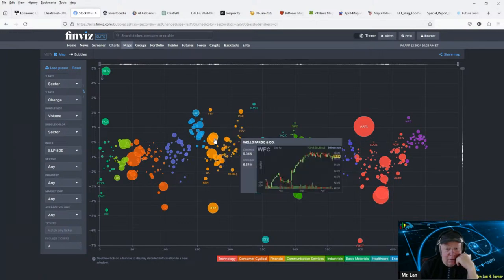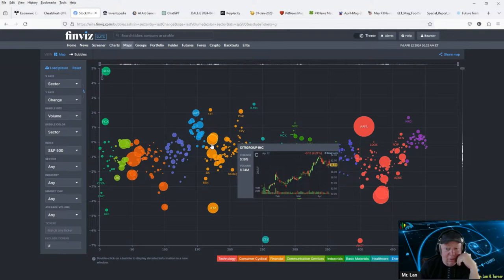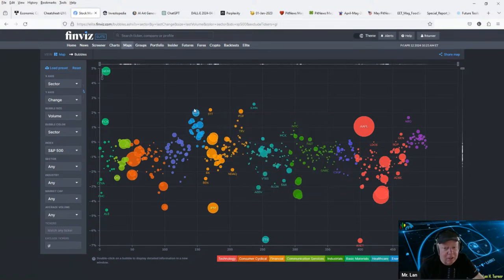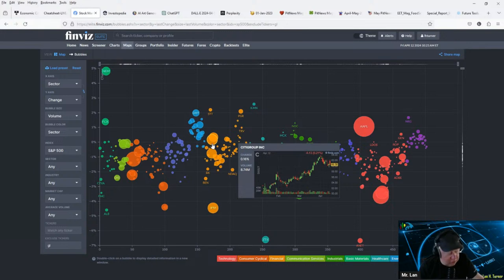What's this one? Wells Fargo. I don't like Wells Fargo. Citigroup. Oh, Citigroup. Citigroup has got a nice pattern to it. So Oxy or Citigroup? Let's go look at Citigroup. C-I-T-I, isn't it? What's the symbol for Citigroup? Why don't they show it? Oh, it's just C.